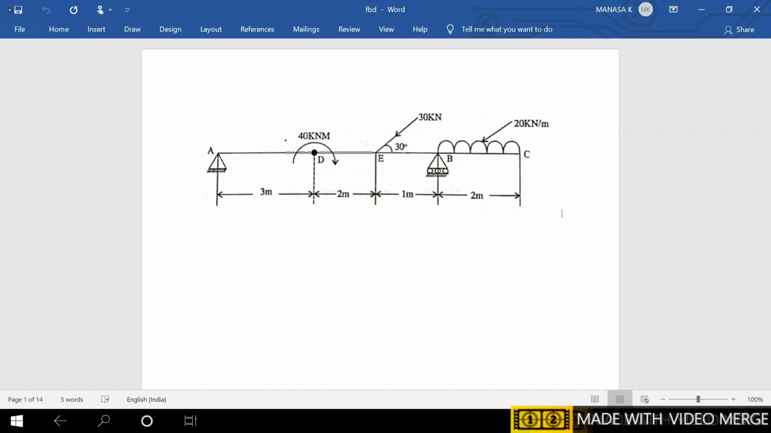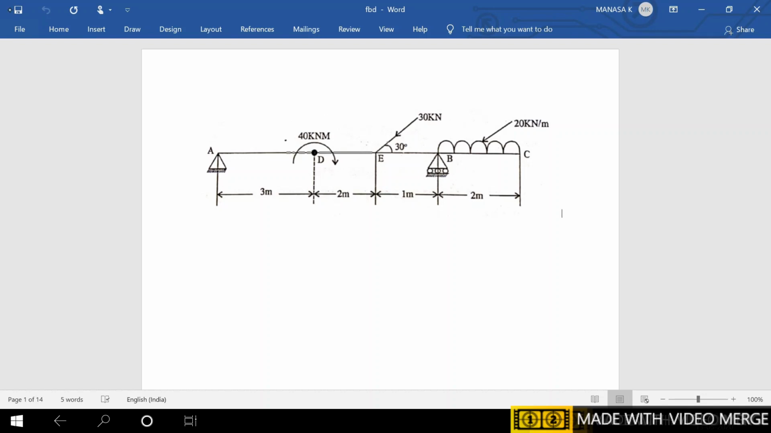So here this is a figure where one moment is given at a point D, one inclined load, and one UDL is given, and here the support is represented like this. So this is a hinge support and this is a roller support.